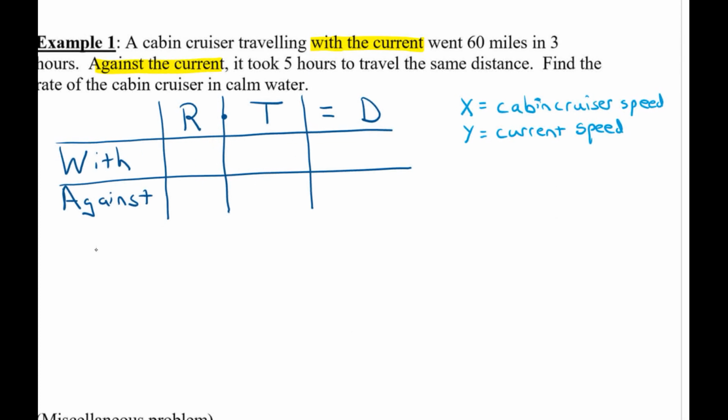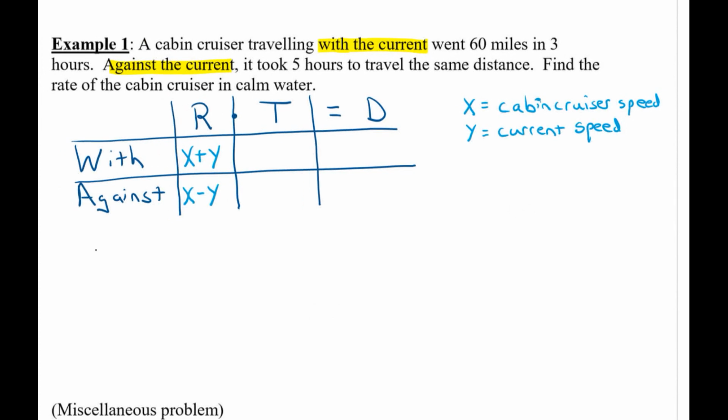So with the current, the rate is going to be faster because the current is helping. When we're against the current, our rate relative to land will be slower because the current is slowing us down. Now in this case, we have different times, given that with the current it took 3 hours, and so I'm going to go ahead and fill that in, and against the current it took 5 hours, and it gave us the distance of 60 miles.